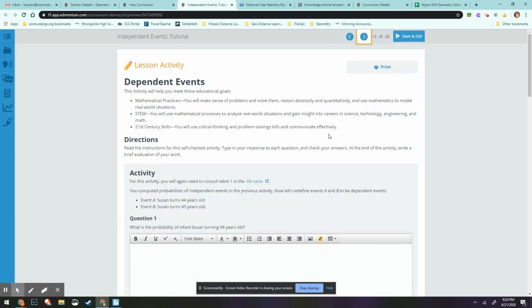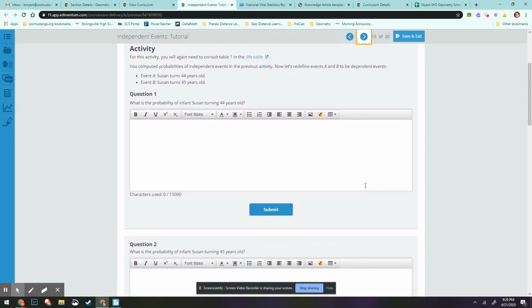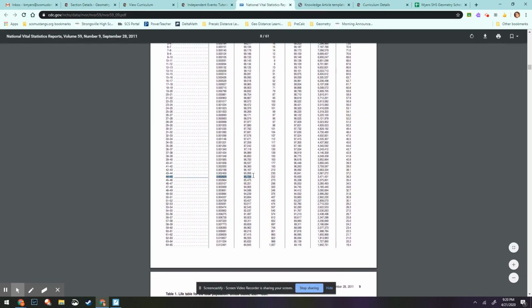So for this activity, we're still looking at table 1 in the life table. I want to find the probability of infant Susan turning 44 years old. This is the same probability we did before in the last one, so I'm just going to use that same number, 95,726. Remember, we looked at 44, saw how many people lived to that age, and divided by the original amount, which is 100,000.